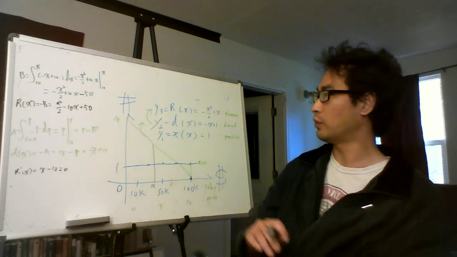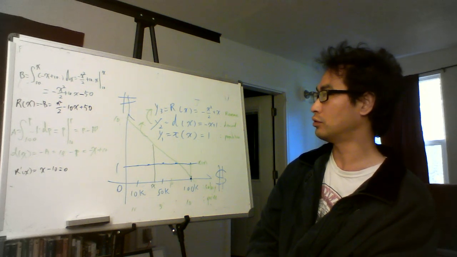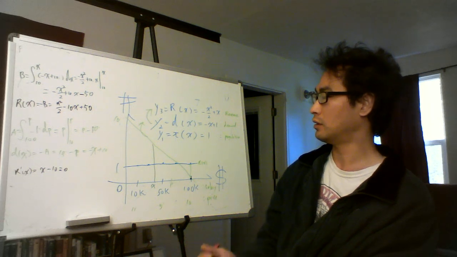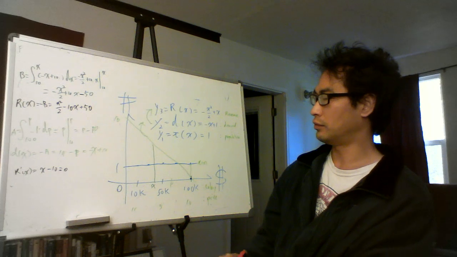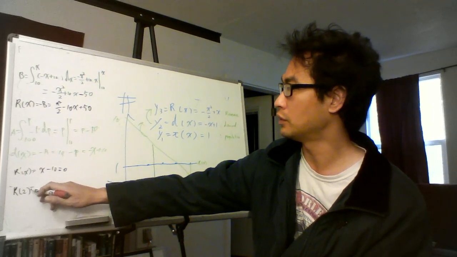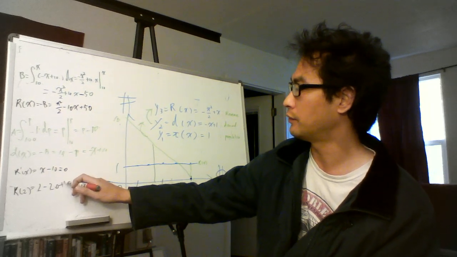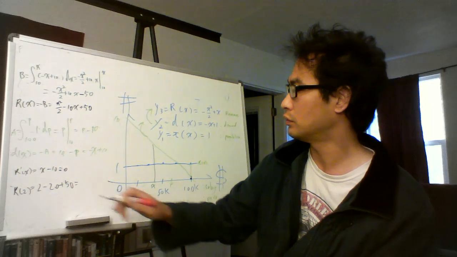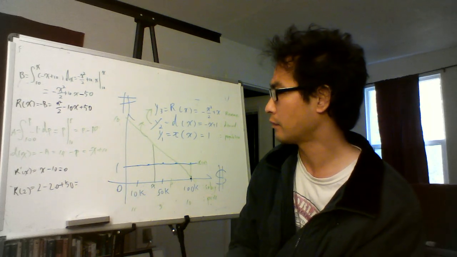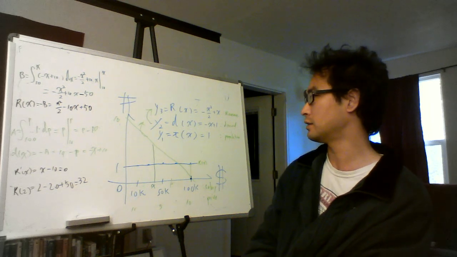What's the value of this when x is equal to 2? You have minus 2 plus 20. No. R of 2 is equal to what? 2 minus 20 plus 50 is equal to 32. Okay, it grows pretty fast.